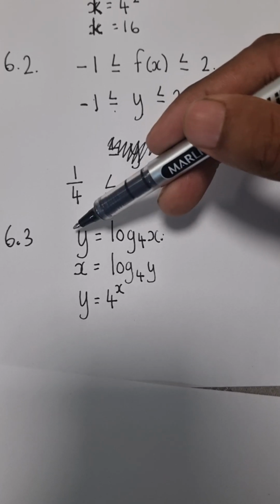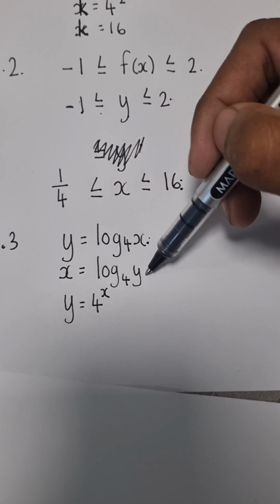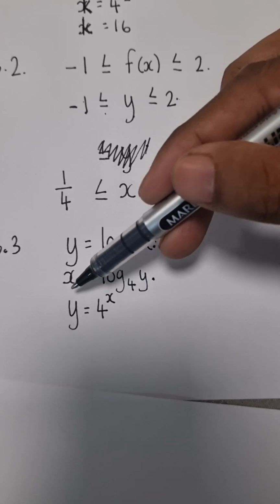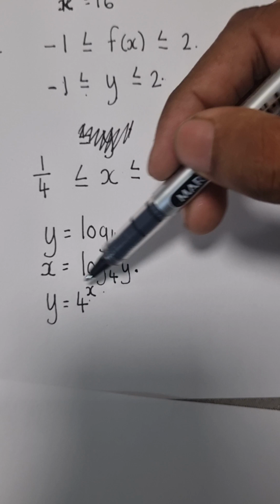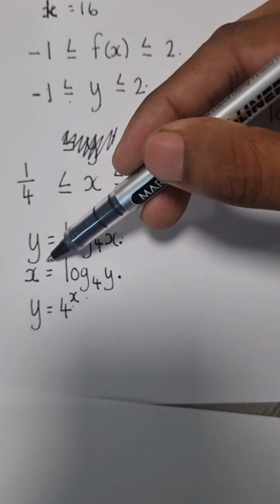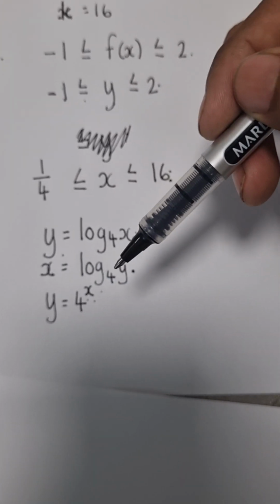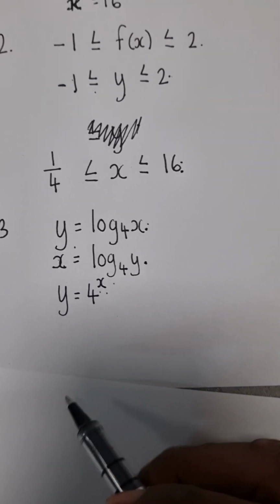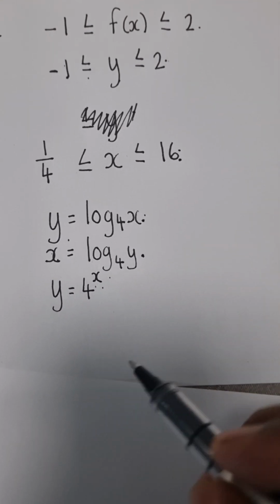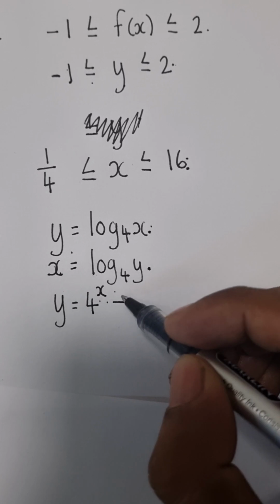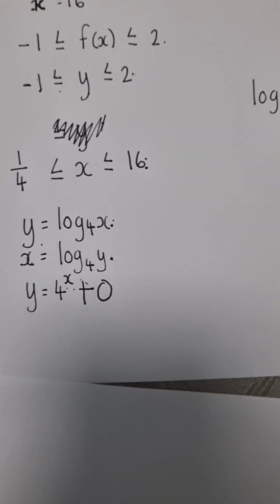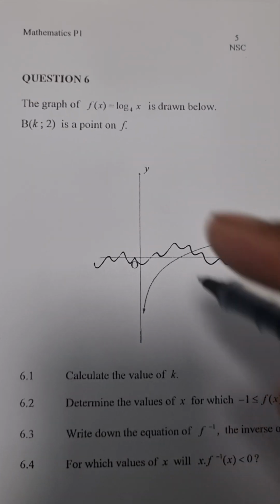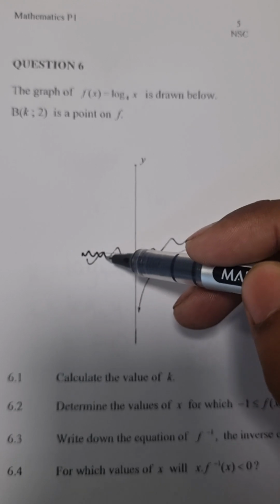Wherever we see x, we put y, wherever we see y, we put x. Then after that, we make y the subject of the formula, and you make it 4 to the power x. You take the 4, put it on that side, and put the x as an exponent. And that's your answer. What we need to remember is that whenever we have an exponential graph, it's always going to say +0, meaning it has an asymptote at 0. So if we come back to this graph here, it means this graph will never ever pass this point here.